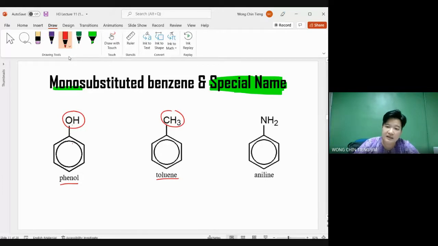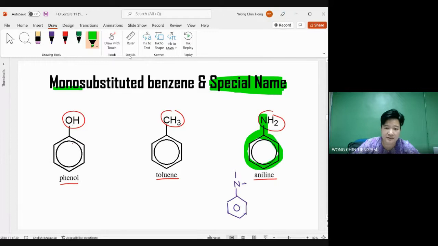Okay? NH2 directly bonded to benzene is aniline. Okay, yang ni termasuk juga dengan benzene and apa-apa sahaja. So, yang menyebabkan dia aniline bukan sebab NH2. Yang menyebabkan dia aniline adalah N directly bonded to the benzene ring. The N directly bonded to the benzene ring, that is aniline.